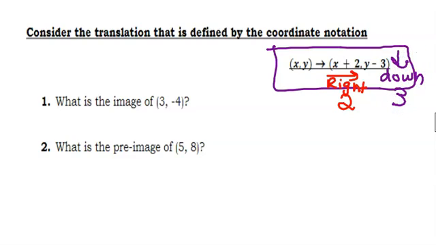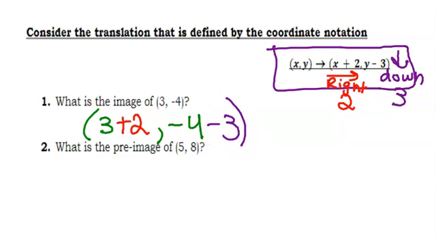Okay. All right, what is the image of 3, negative 4? So I'm going to change that. I'm going to move it. So what am I going to do? I have the 3 and I have the negative 4, and now let's put it to use. So I'm going to add 2 for the x, and I'm going to subtract 3 for the y, and let's see what our new image would be. Well, our new coordinate would be 3 plus 2 is 5, negative 4 minus 3 is negative 7. So that would be our new one.